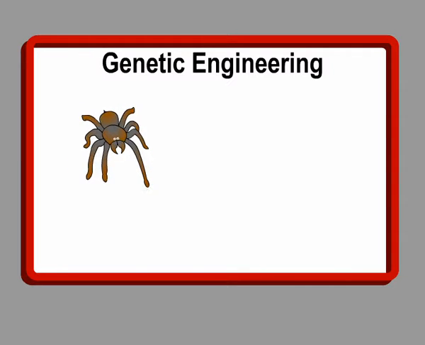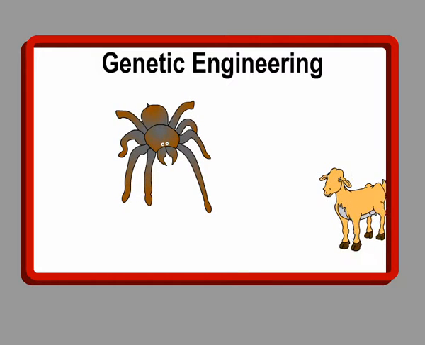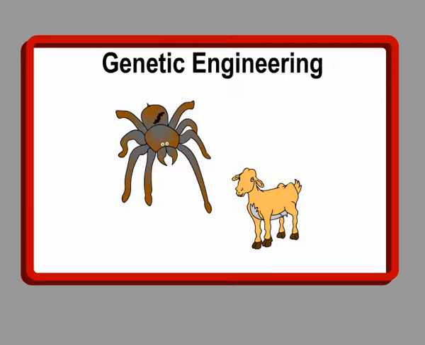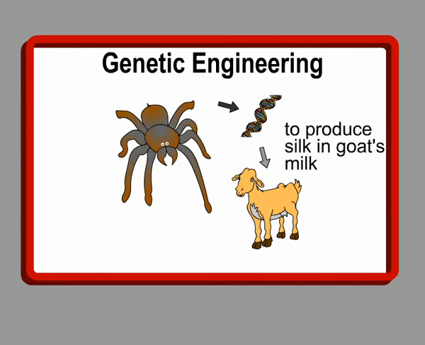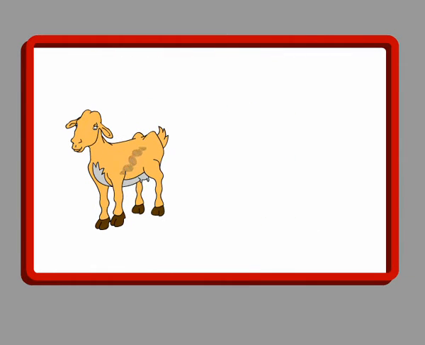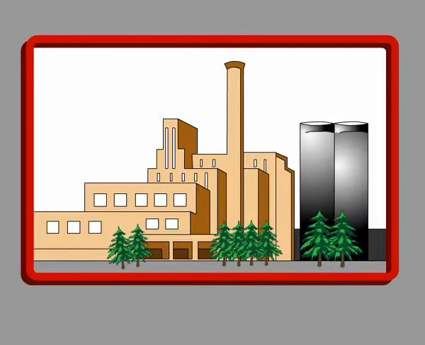In the last 10 to 15 years, agro-business corporations have experimented with engineering life forms. Some examples are the transfer of a spider gene to goats to produce silk in their milk, and human liver genes to rice to make it resistant to pesticides. This is called genetic engineering.